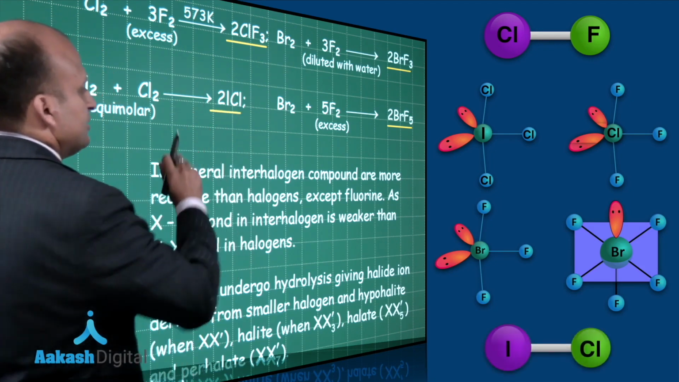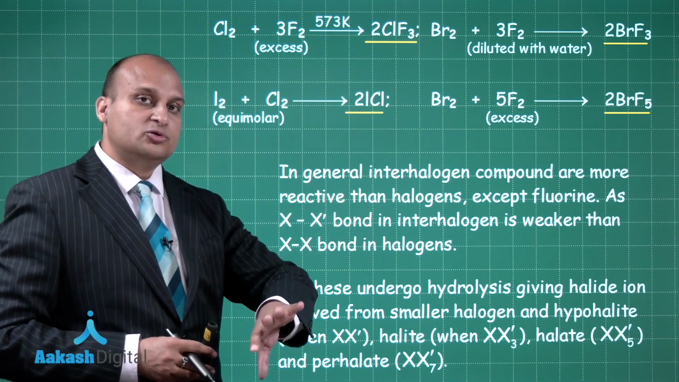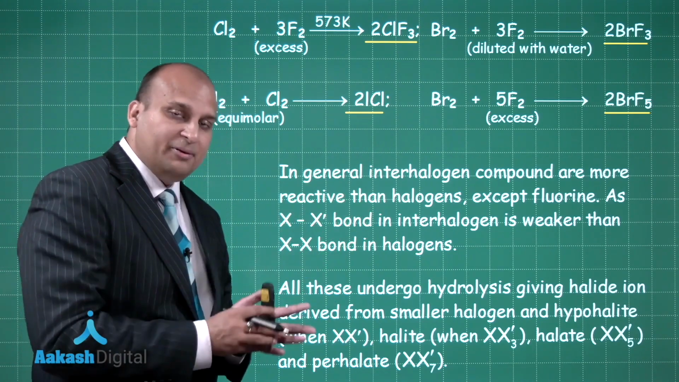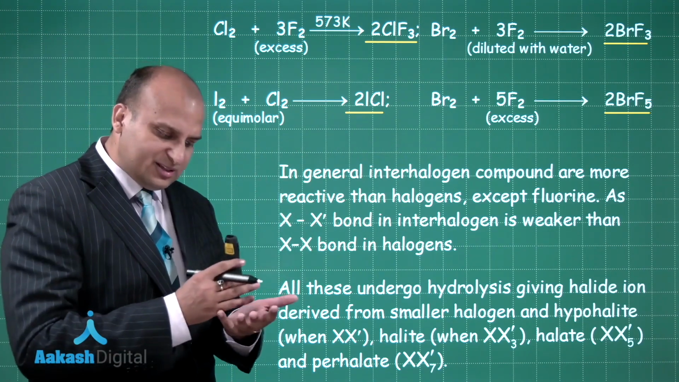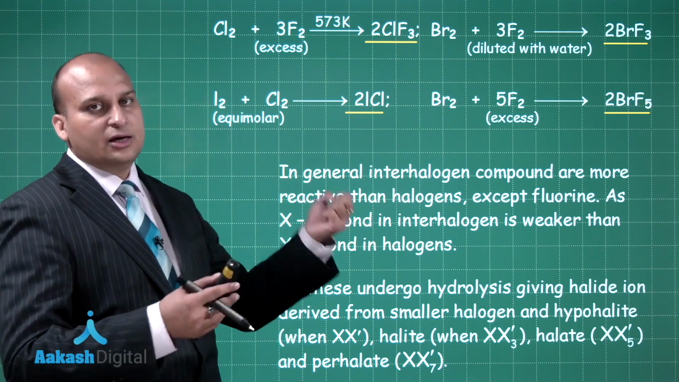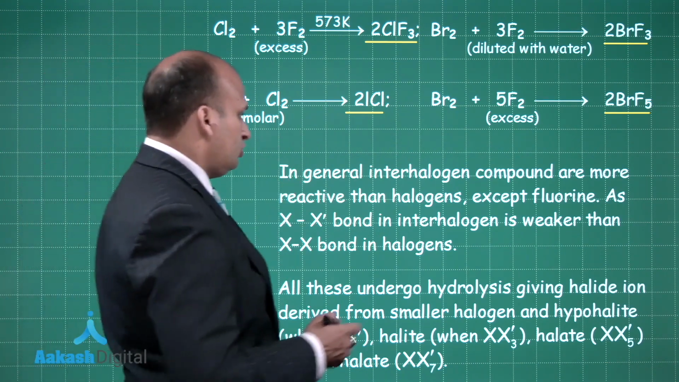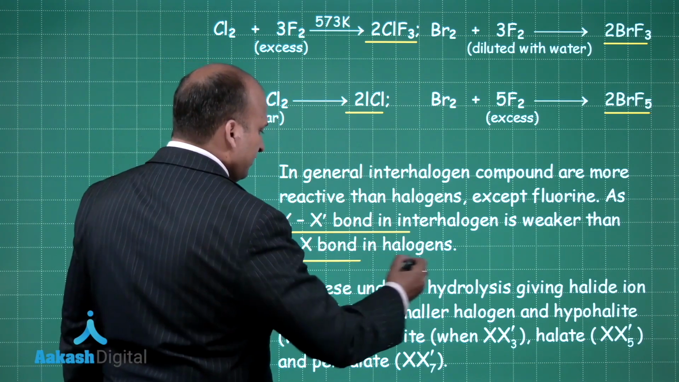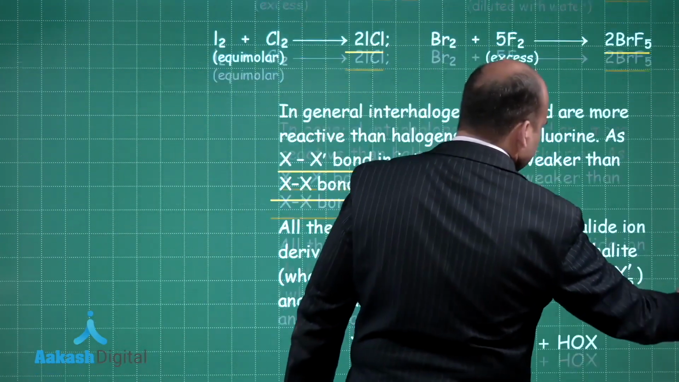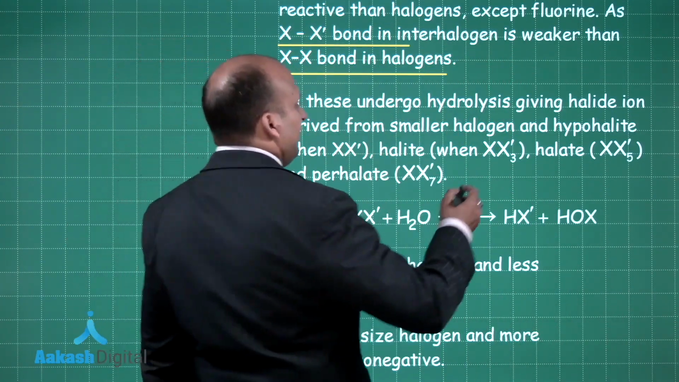ICl, all these are interhalogen compounds, and the interesting part is that these interhalogen compounds are more reactive than the parent halogen. Why? Because in these interhalogen compounds, the bond strength is lower as compared to the bond strength of individual halogen molecules, right? So the XX' bond in interhalogen is weaker than that of the XX bond in halogens, right? Next thing, all these undergo hydrolysis giving halide ion.